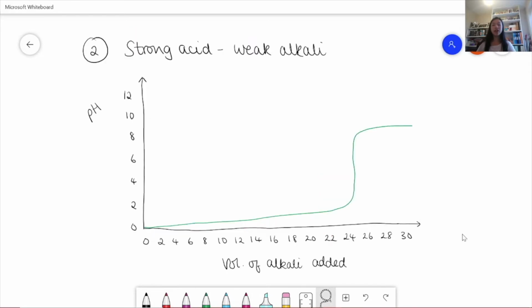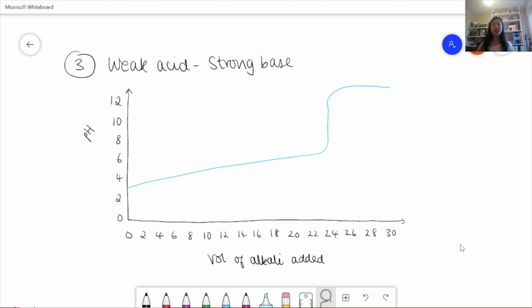The second curve we're going to look at is the strong acid weak alkali curve. And so we've started off with the strong acid and we're adding a weak alkali to it. And so the pH starts off very, very low until about 25 centimeters cubed of the alkali has been added. And again, this is called the equivalence point. The curve ends off around a pH of 8, which indicates that it's a weak alkali that has been added.